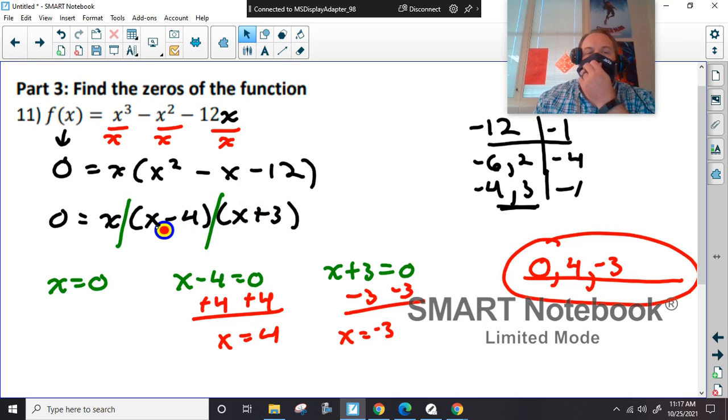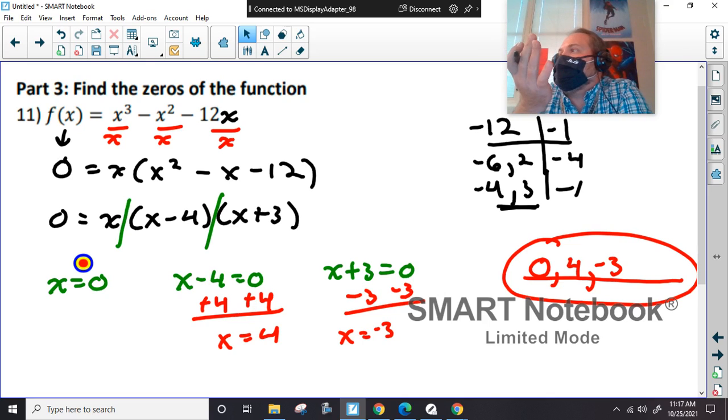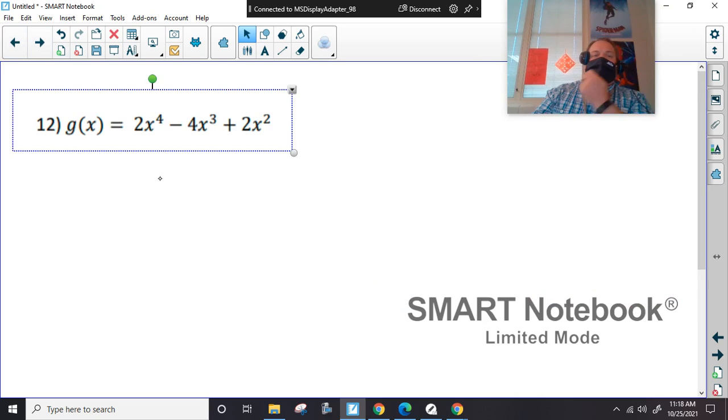Okay, so think about it. What would make this 0? A +4. What would make this right here 0? A -3. What would make x 0? 0. It's just that easy. Yeah, it is 1x, but what can you plug in for x that will make it 0? What's 1 times 0? 0. Okay. All right. Number 12.